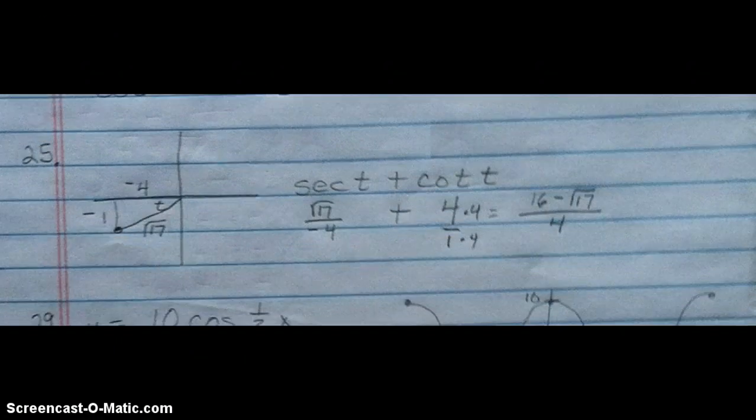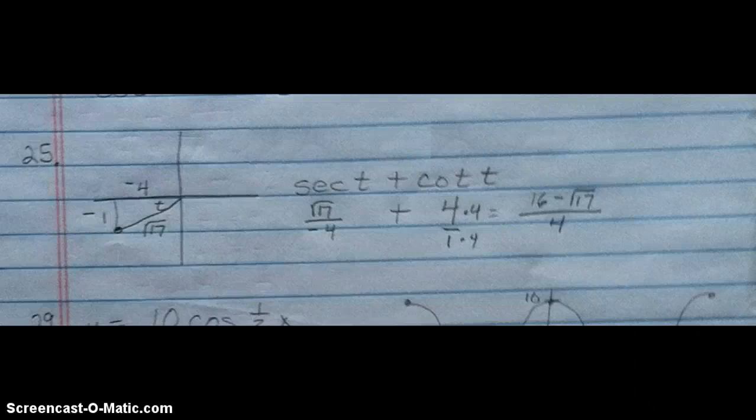Problem 25, the tangent is positive 1/4. We know we're in the third quadrant. I like to draw a triangle for that. We have tangent is opposite over adjacent, so positive 1/4 will have to be negative 1 for the opposite and negative 4 for the adjacent, because we're in the third quadrant. Solve for the hypotenuse using the Pythagorean theorem. We get the square root of 17.